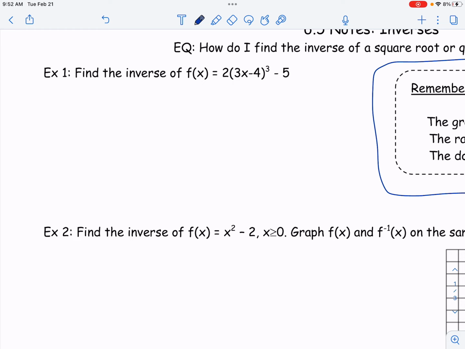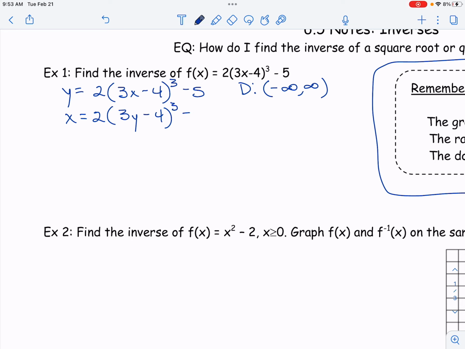So for this first one, we're going to rewrite it. Y equals 3x minus 4, cubed, minus 5, and we're going to find the domain of our original. Well, since it's a cubic function, the domain is always all reals. Now we're going to switch places. So we have this. Then we're going to solve for y.